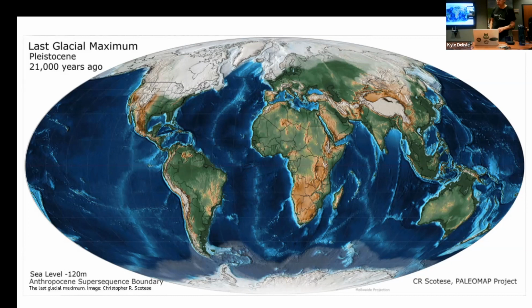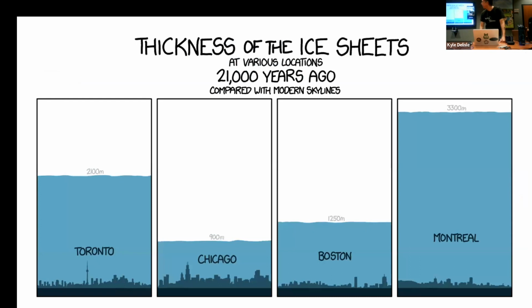So to put that into perspective of what that type of ice looks like, here's the skyline of Montreal. That's the height of the ice. The skyline? That's the skyline of Montreal, that's Mount Royal. That would have been the height of the ice. There's Toronto, the CN Tower. That was the height of the ice over Toronto. Over Chicago, over Boston, because obviously further south the ice sheet was thinner. But you can imagine how this world was very different.